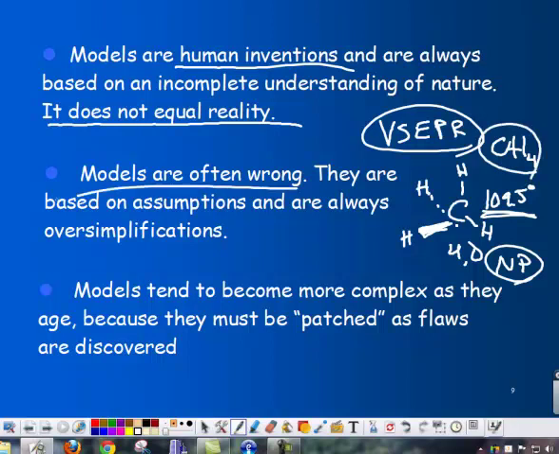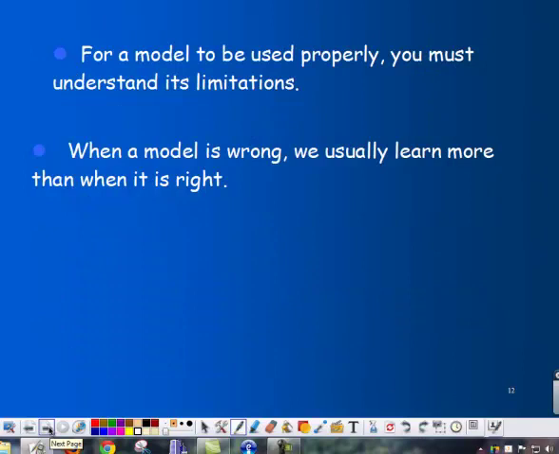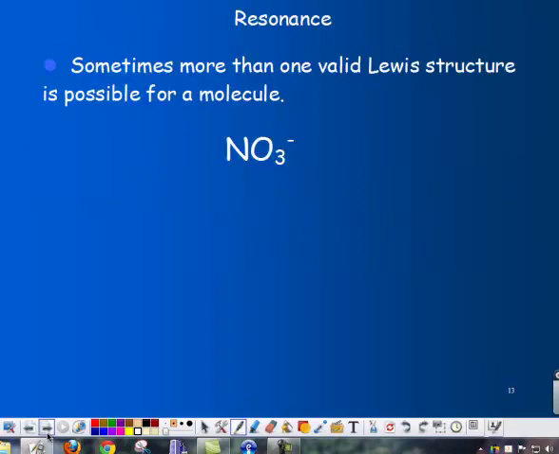But they're often wrong. And the reason is they're based on oversimplifications and these assumptions that tend to not be exactly three-dimensional reality. They tend to become more complex as they age because they have to be sort of patched. So you have to sort of add exceptions and then exceptions to exceptions and then exceptions to exceptions to exceptions, and they become more complicated. All right, so for a model to be used properly then, you have to understand its limitations, and then when it's wrong, sometimes we learn even more about it.